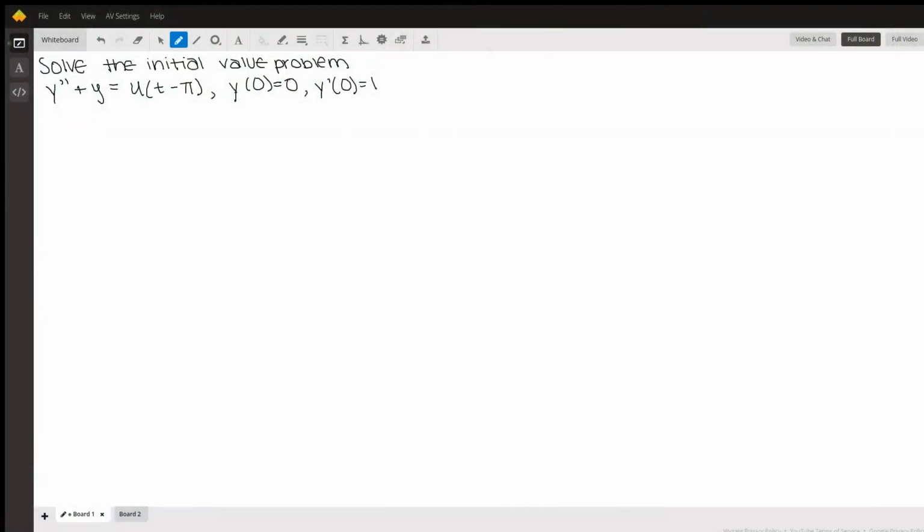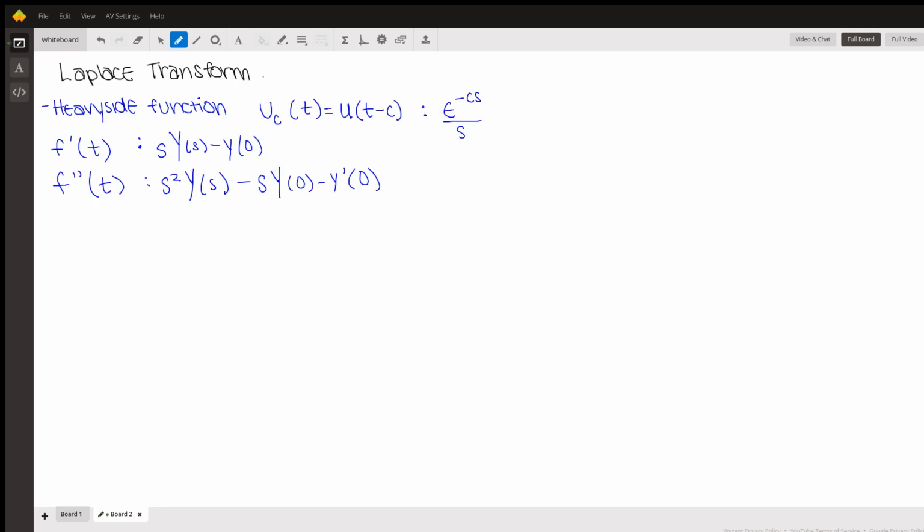Guys, so we're asked to solve the initial value problem, and from the look of it, I can see it is clearly using Laplace. And when you're looking at a Laplace transform problem, a good thing is to look at the table of Laplace transforms and to see which ones correspond to which transforms. So I quickly wrote them down right here.